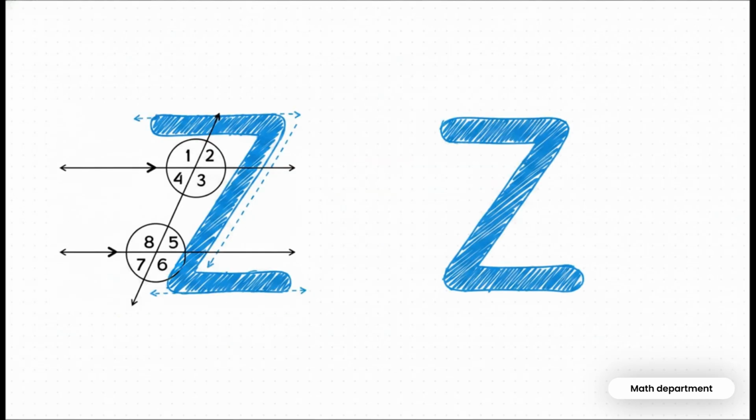Now here's where it gets really interesting. There's actually a hidden letter hiding right in plain sight. If you trace the path from angle 3, right along the transversal and down to angle 8, you get a Z shape. These are our alternating interior angles. They're tucked inside the two horizontal lines, but on opposite sides of our transversal. Trust me, finding that Z is a fantastic visual shortcut you're going to use all the time.